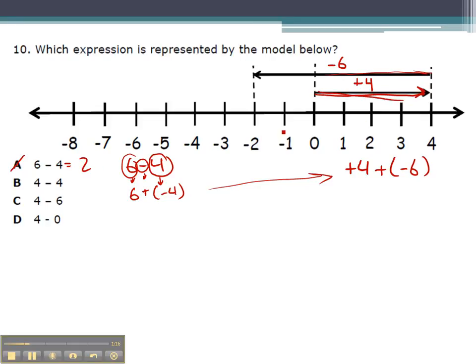Is that where our number line model ends? Our number line model ends at negative 2. So we could just look at these 4 answer choices and figure out which one equals negative 2. 4 minus 4 equals 0. 4 minus 0 equals 4. So it must be this one, 4 minus 6. Let's make sure. 4 minus 6.